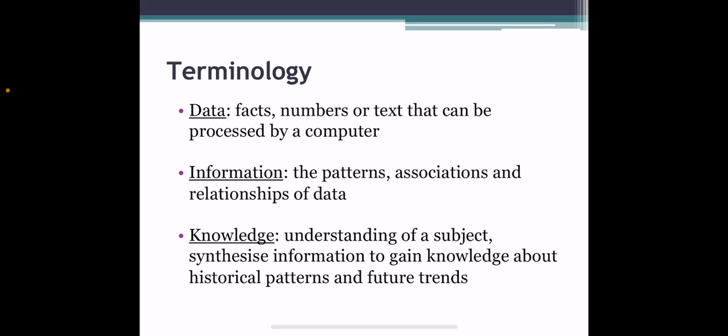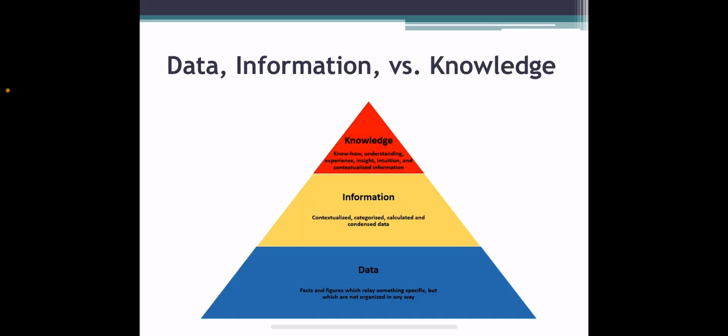Information is the patterns, associations, and relations of the data. When we have raw data, we have to label it. Labels are information about the data, and knowledge is understanding of a subject, synthesizing information to gain knowledge about historical patterns and future trends. In this pyramid, we can see data versus information versus knowledge.